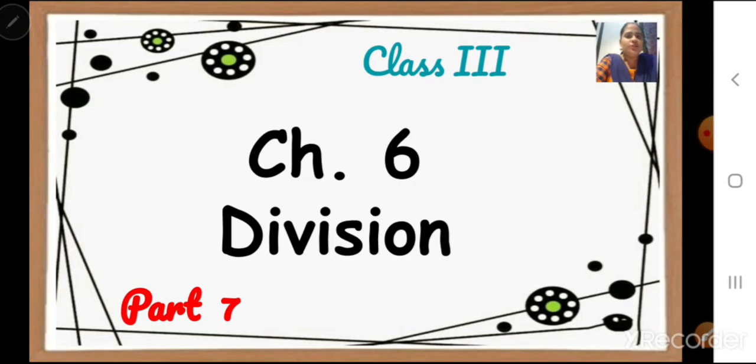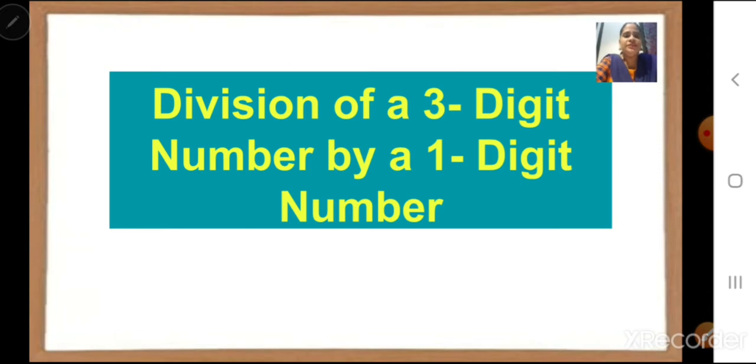Let us continue with our chapter number 6, division. Children, today we are going to learn division of a 3-digit number by a 1-digit number. In our previous class, we have learned division of a 2-digit number by a 1-digit number. So now today we are going to see how to divide a 3-digit number by a 1-digit number.